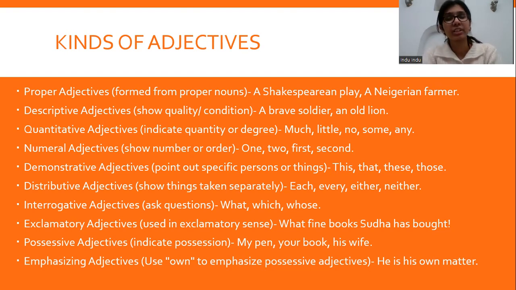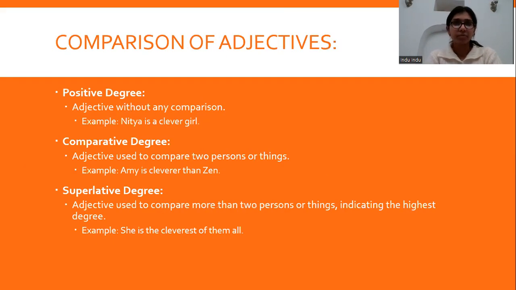Then we have emphasizing adjectives that use own to emphasize possessive adjectives. He is his own mother, right? So it emphasizes possessive adjectives, that his own mother, it emphasizes that. So they use own to emphasize possessive adjectives. Now we'll be comparing adjectives, the comparison of adjectives.